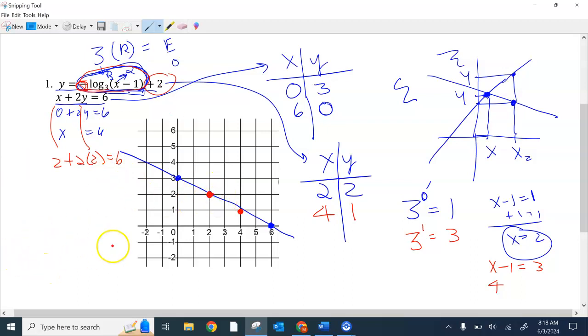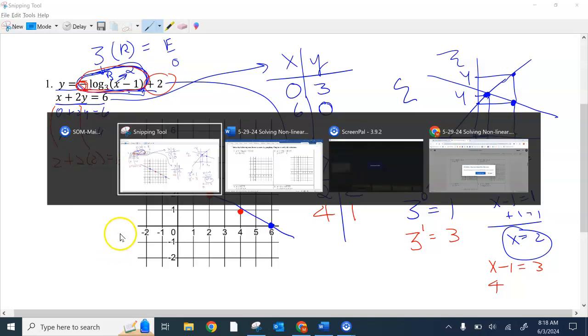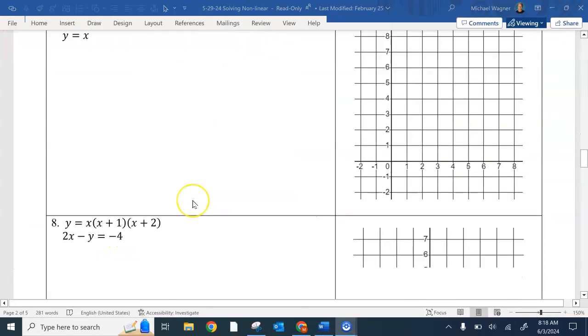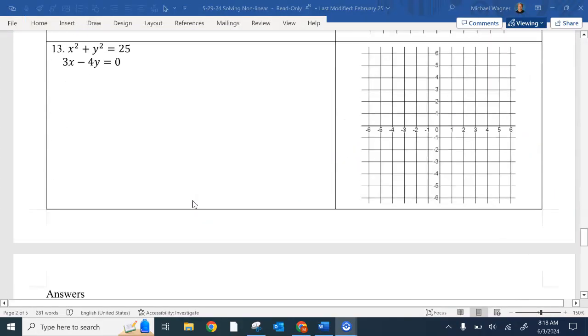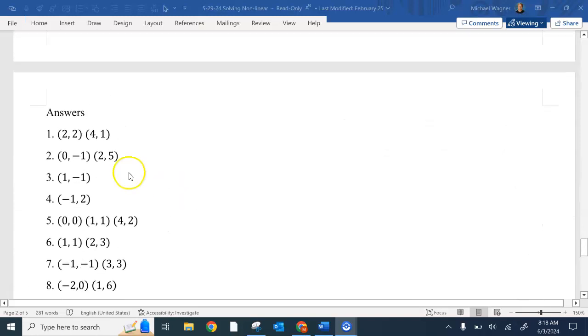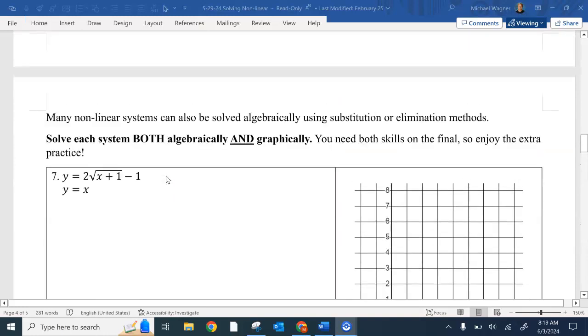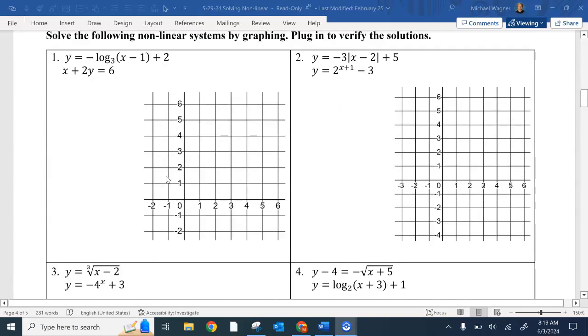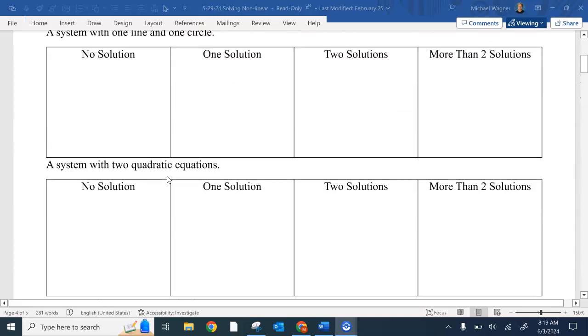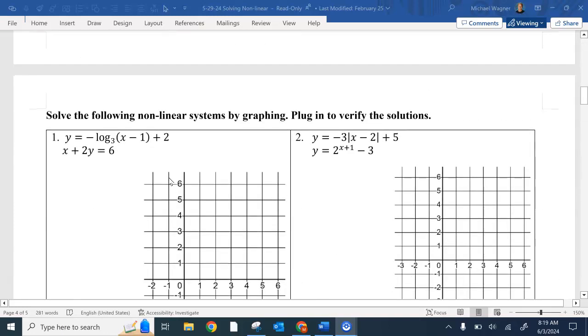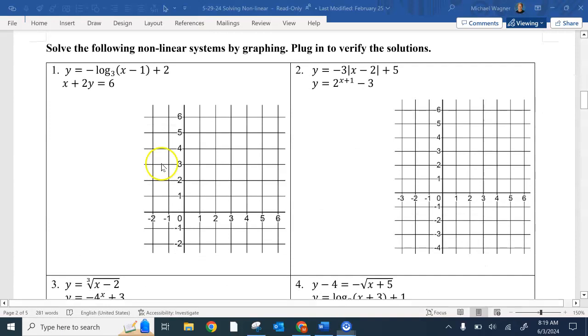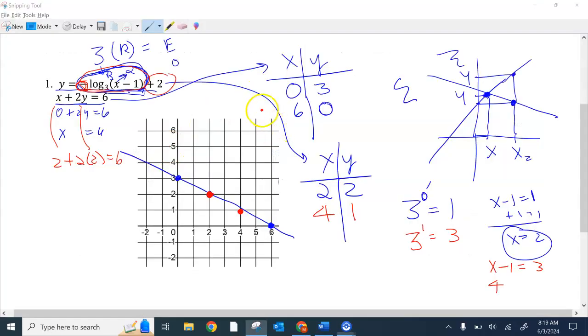Now, at the bottom of the page, you'll see the answers. Number 1, let's scroll down, and we get 2, 2, but also 4, 1. Okay, so by the way, that did look like there was more than one answer, right? So that is something that you need to look for on these. There was one answer like that, right?